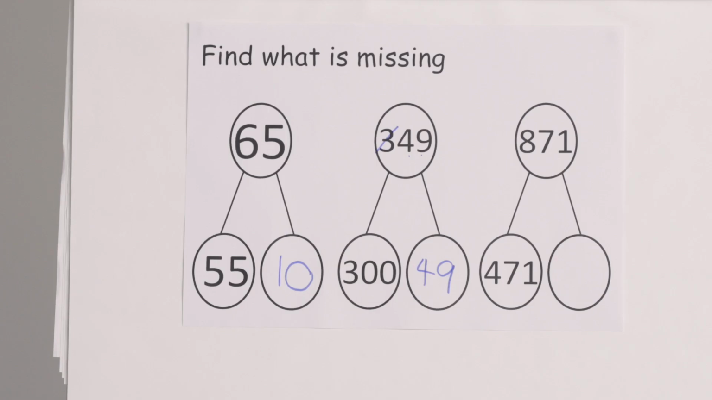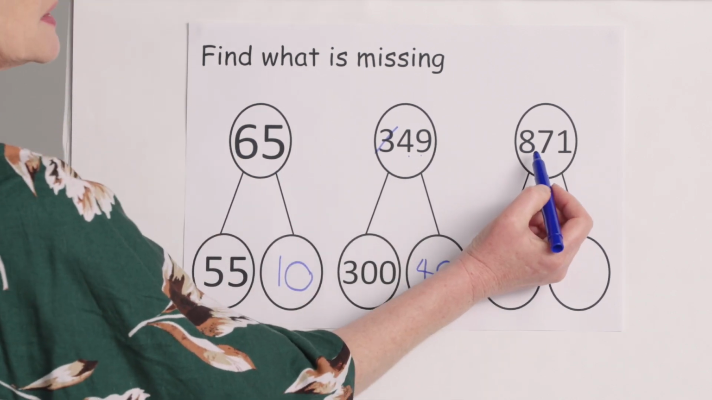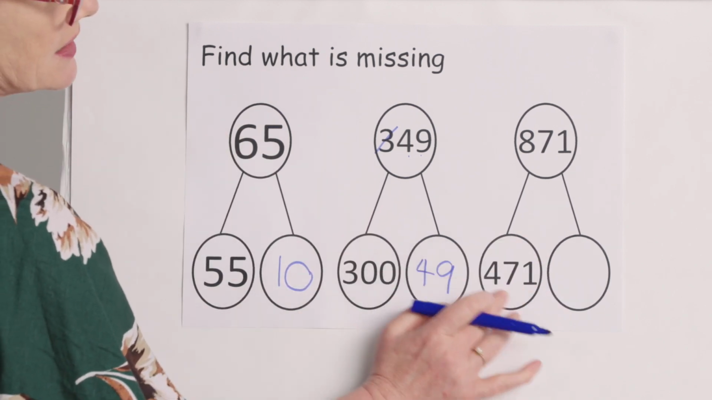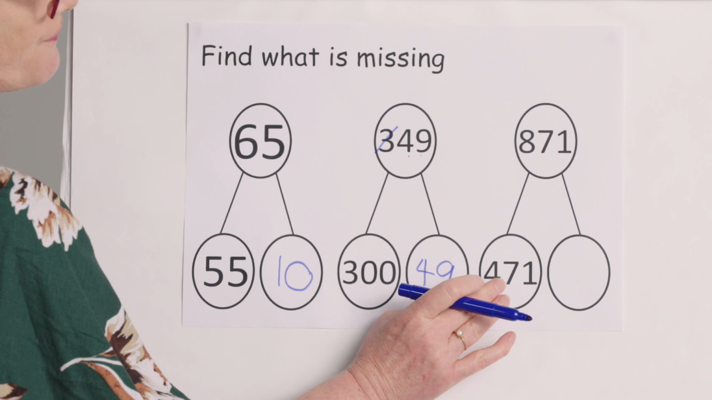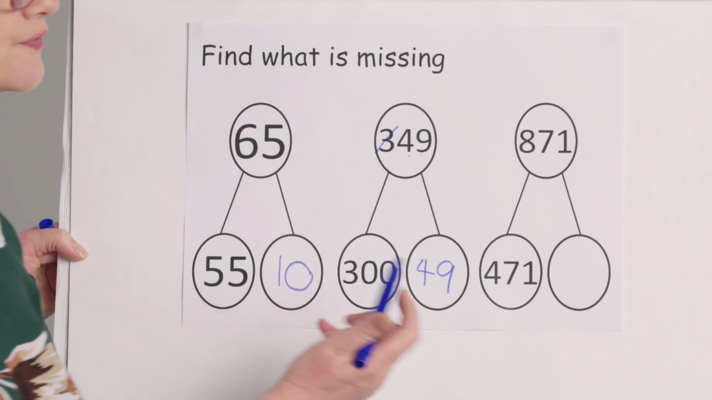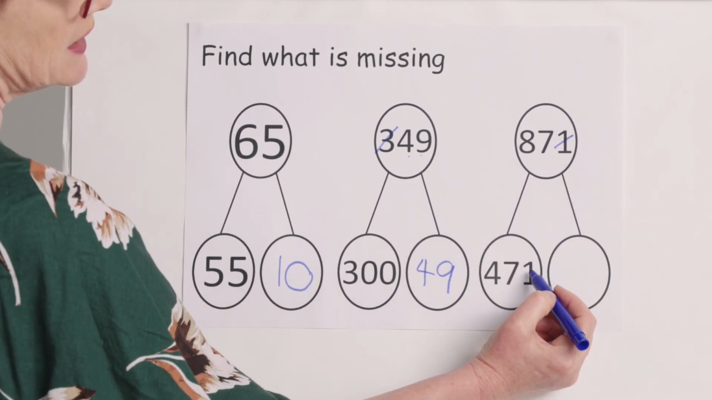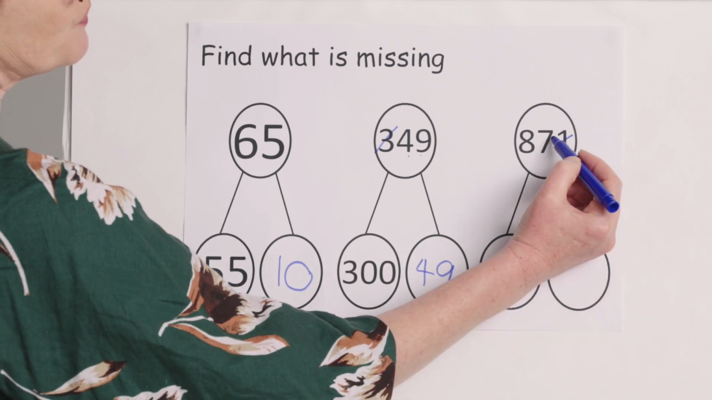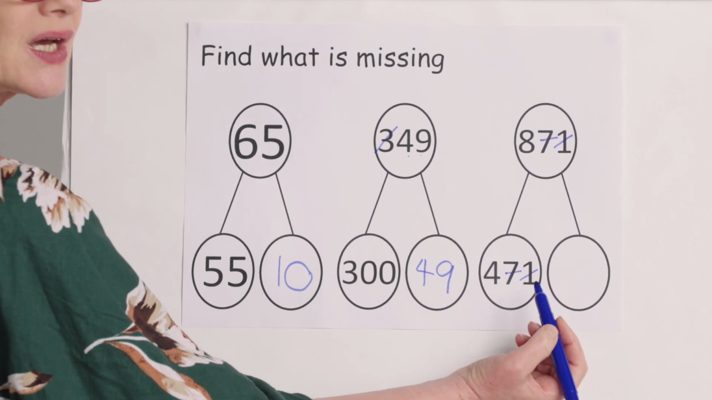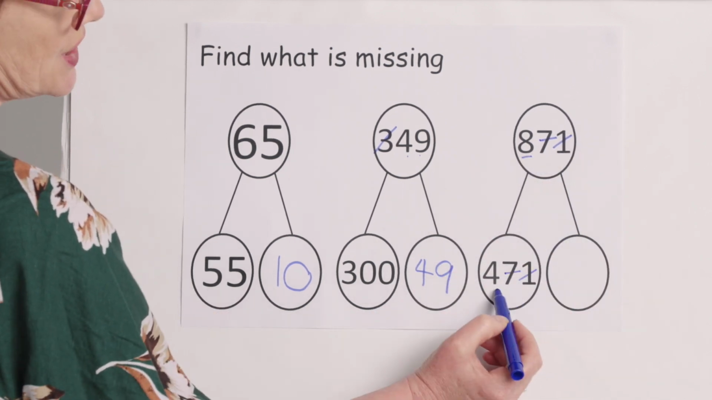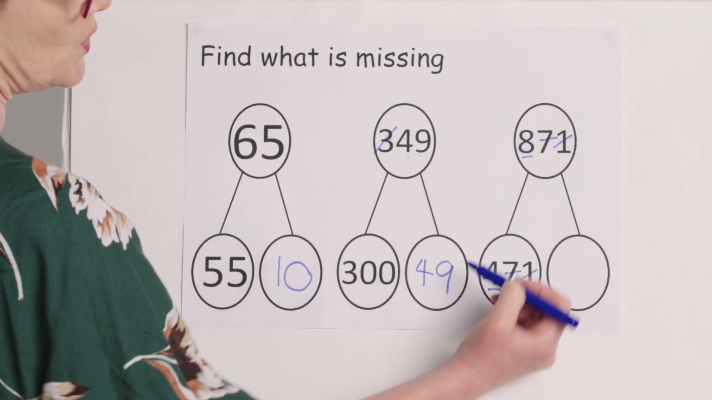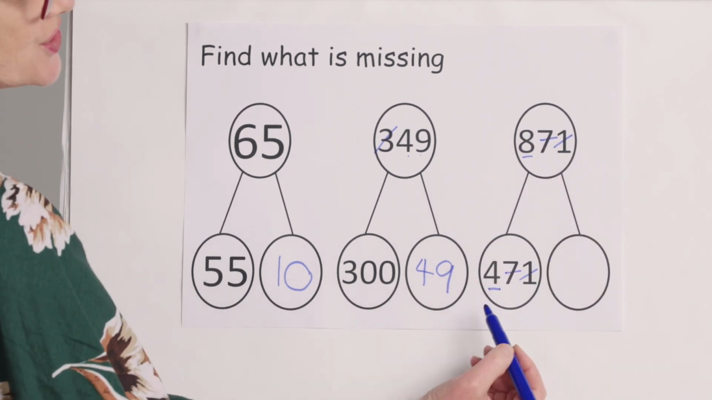Let's consider this. Our whole number is 871. Our part that we've taken out so far is 471. So let's consider our ones first. Have we used the 1 here? Yes, we have. Have we used the 7 tens? Yes, we have. Now let's look at the hundreds. We have 800. And we've taken 4 from it. What's the gap? What's the difference between 8 and 4?